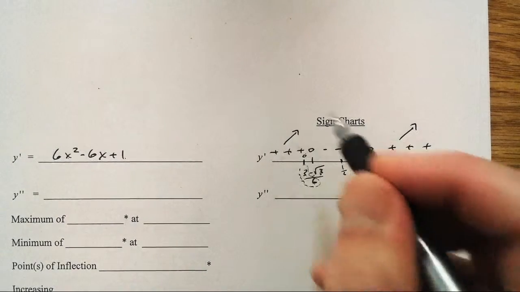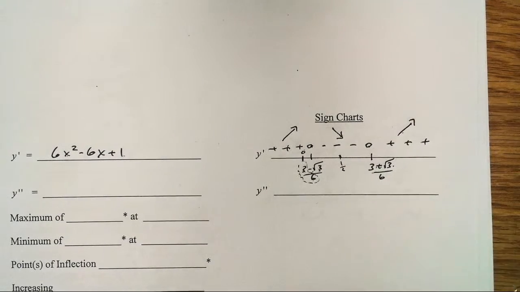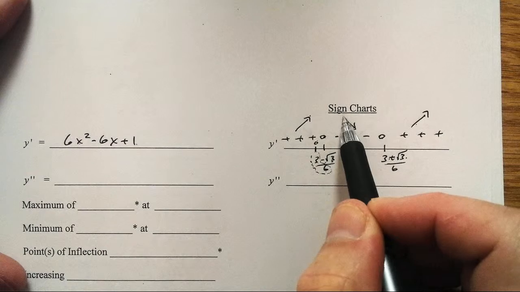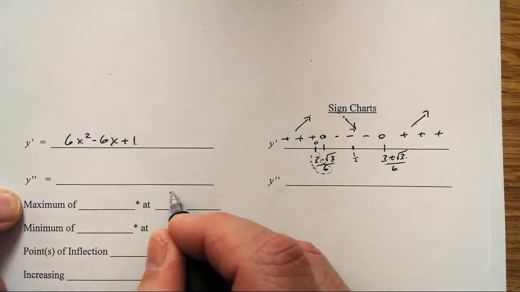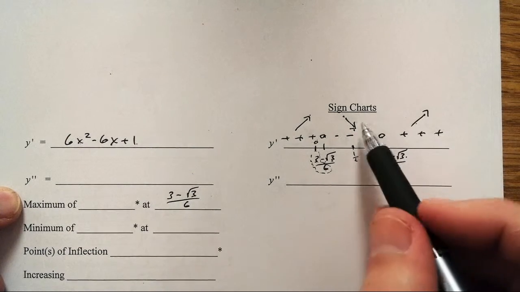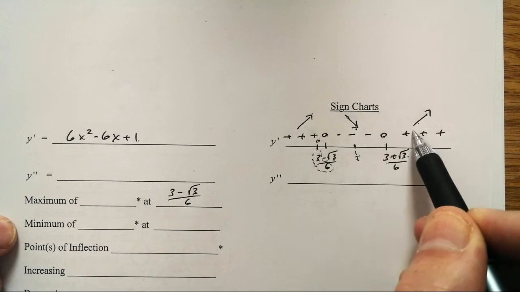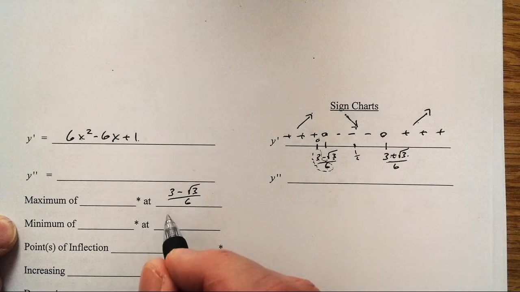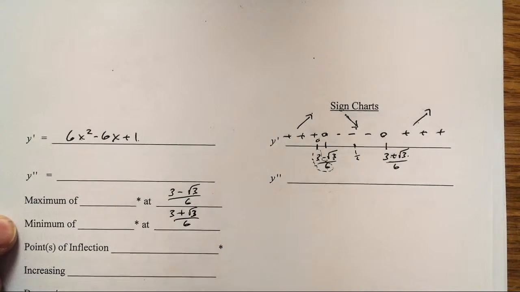So our graph goes up, levels off, goes down, levels off, goes up. Which tells us, goes up, levels off, goes down. We have a maximum that's located at 3 minus square root of 3 over 6. The graph goes down, levels off, has slope of 0, then has positive slope, goes up. We must have a minimum at x equals 3 plus square root of 3 over 6.